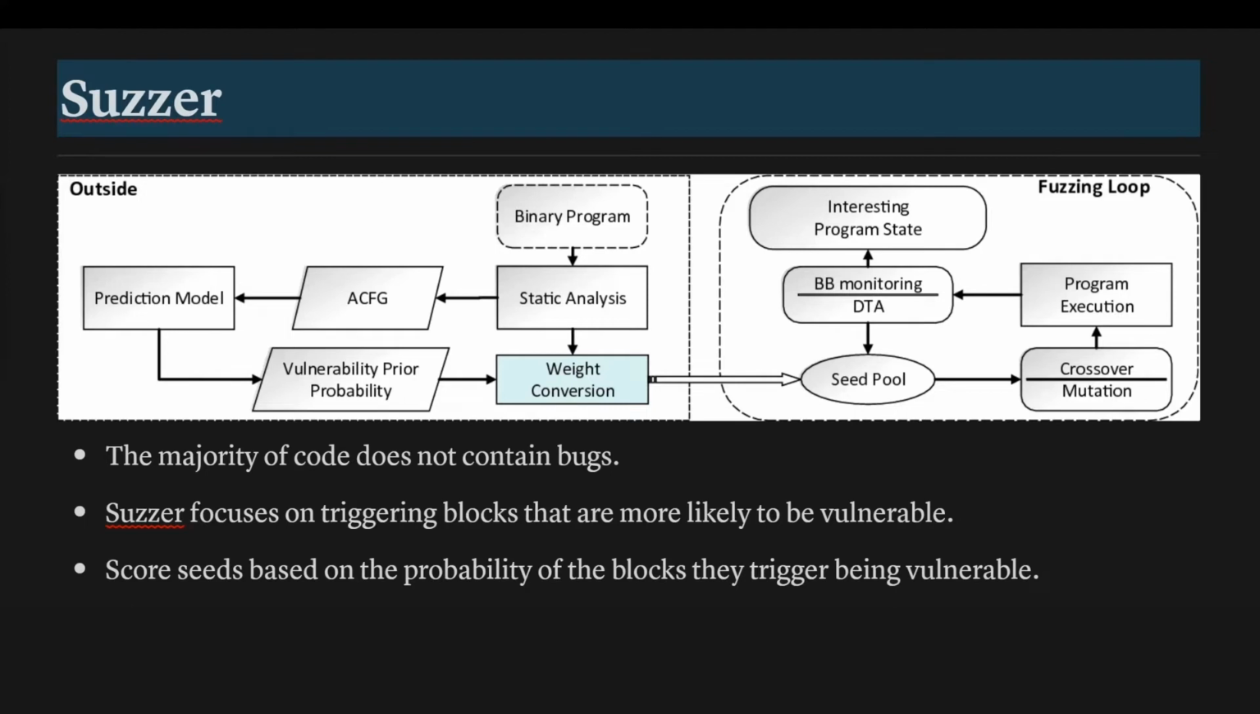The input test cases are given a score based on the blocks they trigger and the prior probability of those blocks having a vulnerability. Seeds are then selected according to their score. Fuzzer was found to perform as well at 4 hours as other fuzzers at 24 hours.